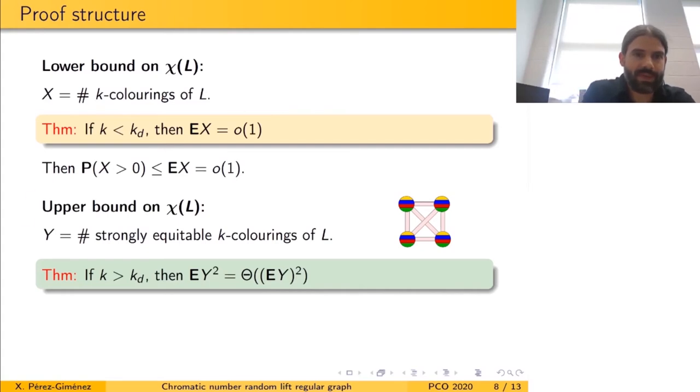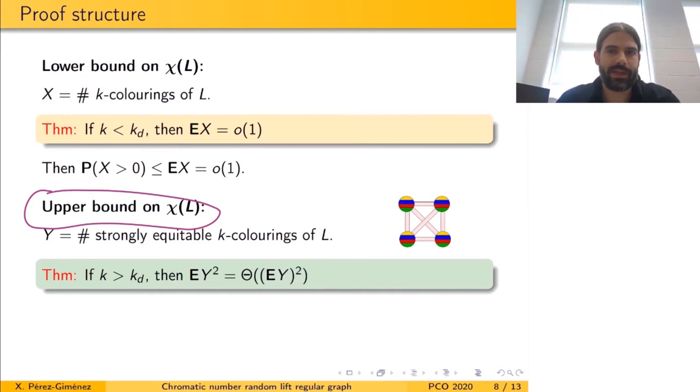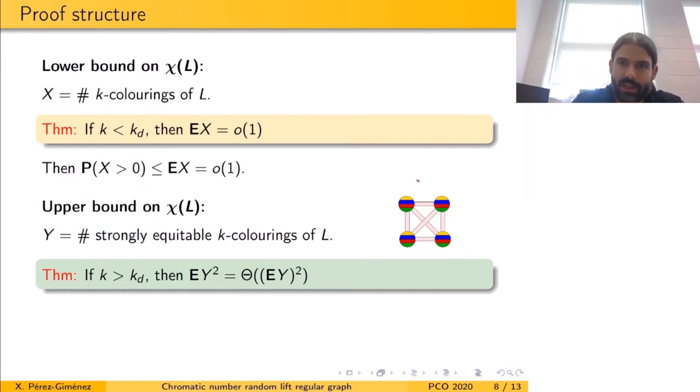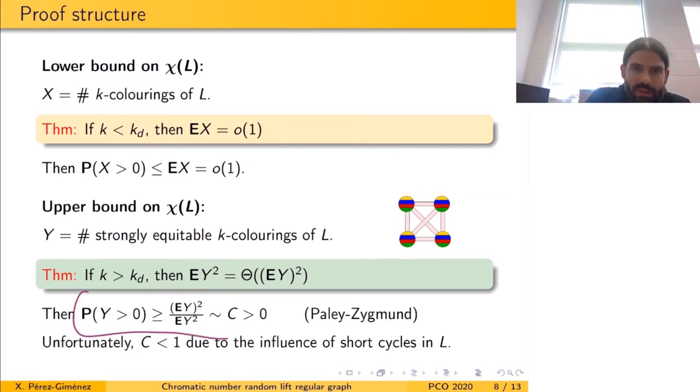For the second moment, for the upper bound on the chromatic number, we want to show that some proper colorings exist. We're going to hurt ourselves by restricting our attention to strongly equitable colorings. A coloring is strongly equitable if in each fiber, you see the same number of vertices of each color, maybe plus or minus one. Of course, we are restricting the colorings that we're looking at, but we believe that those are the most common ones, so we're hoping that we're not losing much. Then what we do is show that if you have enough colors, the second moment is of the same order as the square of the first moment. And then by the well-known Paley-Zygmund inequality, the probability of having at least one proper strongly equitable coloring is at least this ratio, which is a constant greater than zero.